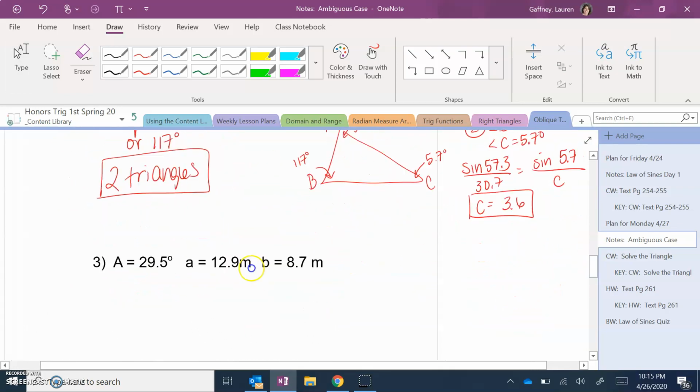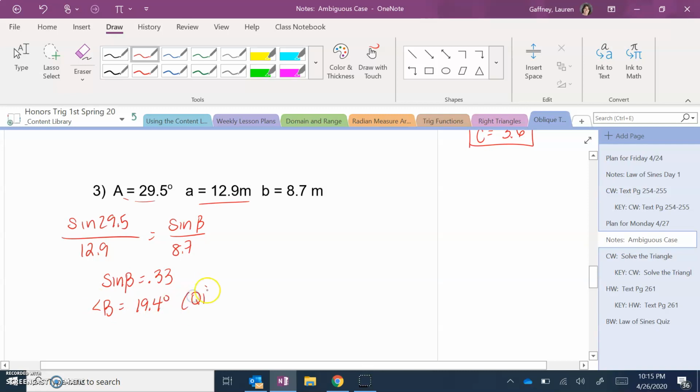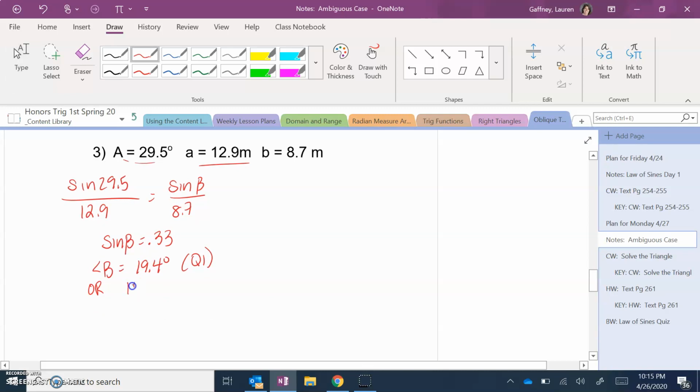All right, let's do one more case here. So let's set this up. Sine of 29.5, sorry, we have a side and an angle. These two match up, over 12.9 equals sine of B over 8.7. When you cross multiply, you should get sine of B equals 0.33. Now, when you do sine inverse here, you are going to get 19.4 degrees. That's the quadrant 1 answer. If you find the quadrant 2 answer, you get 160.6 degrees.